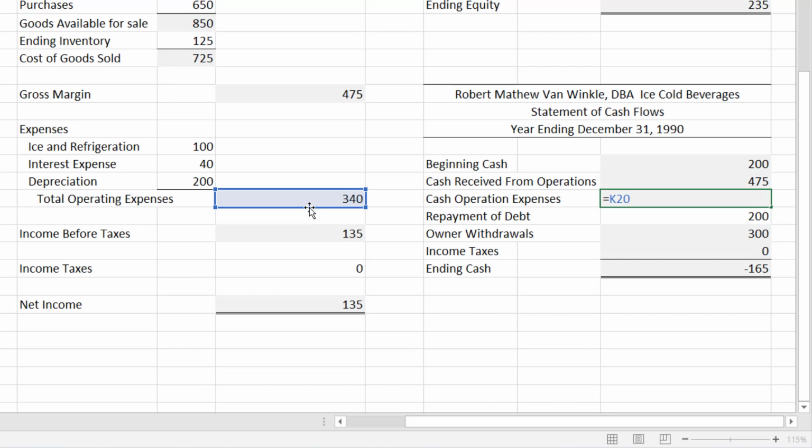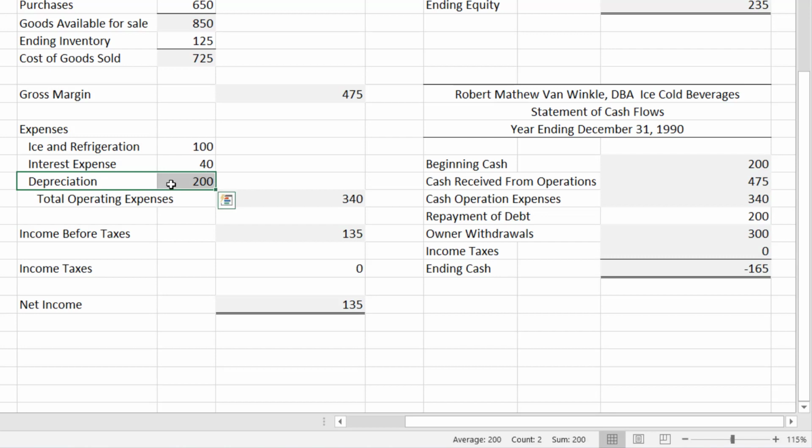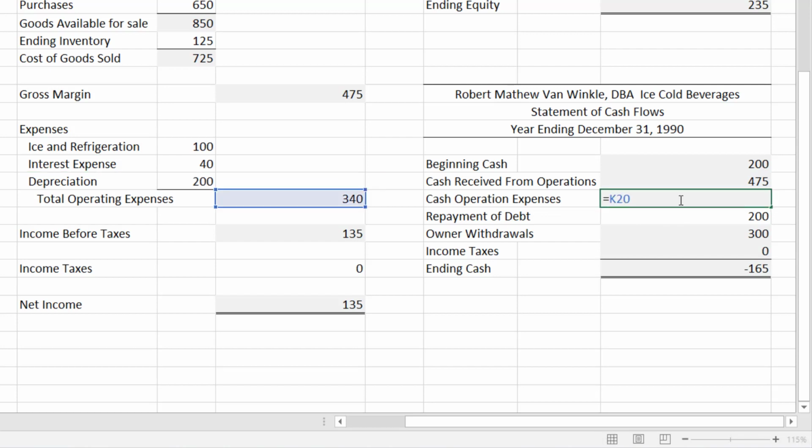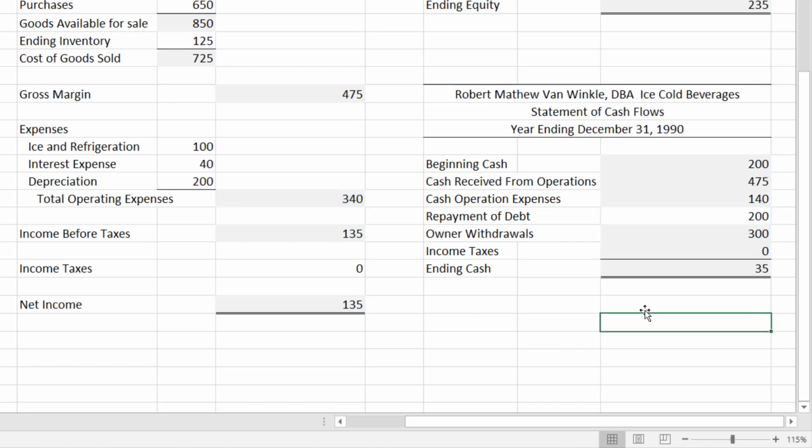One of these expenses is depreciation, right here. Depreciation is unique in that it is a non-cash expense, meaning you don't have to spend any money on depreciation. So what we're going to do is go into our cash operating expenses, double click to edit the cell, and subtract from it our depreciation of $200. And we hit enter.